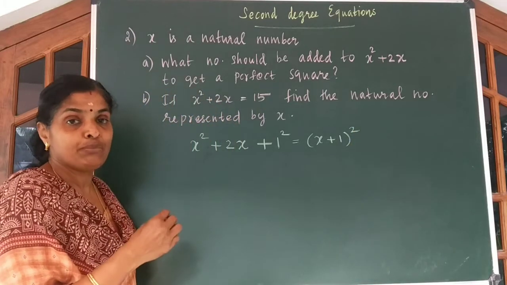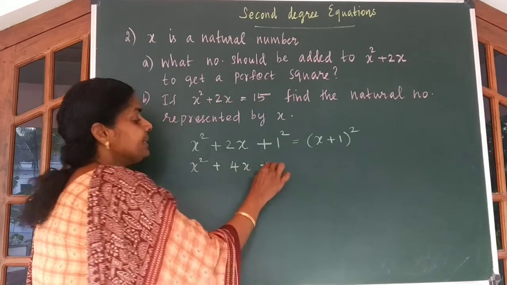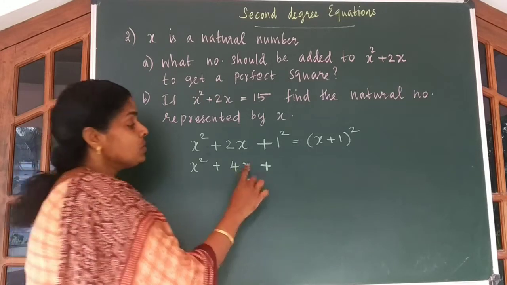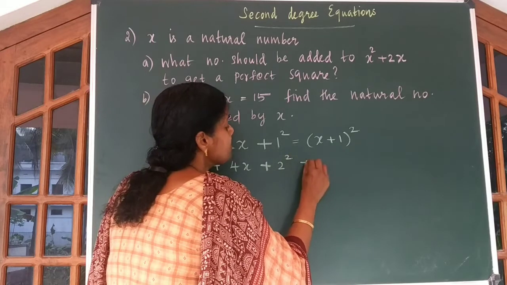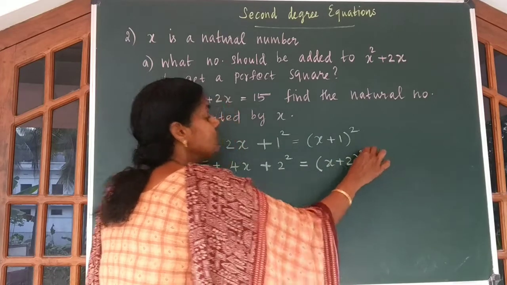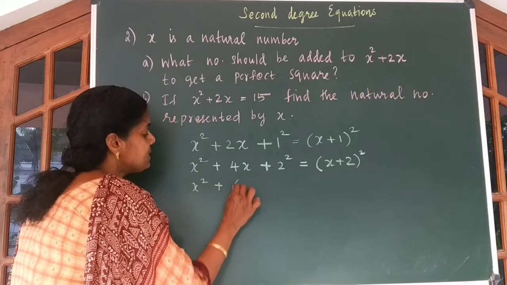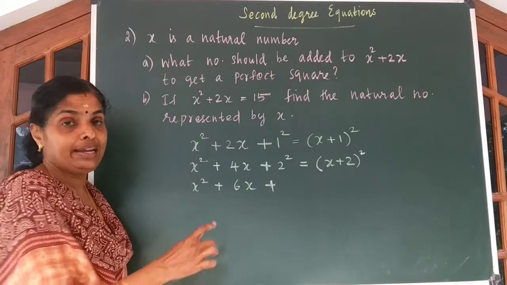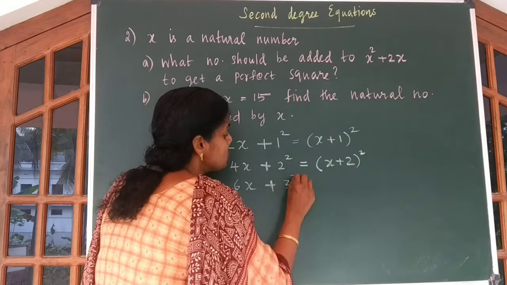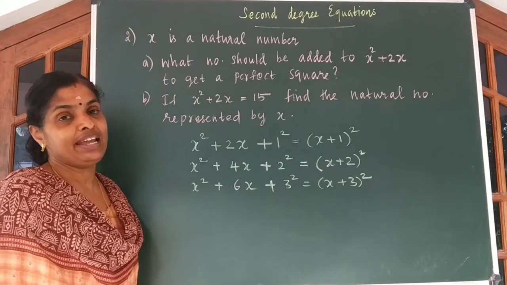Now look at one more example. If you get x square plus 4x, then the number to be added will be 4 by 2, 2, isn't it? So you have to add 2 square so that the answer will be x plus 2 the whole square. Let us do one more. If you get x square plus 6x, what you have to add? 6 by 2 gives you 3. So add 3 square so that you get x plus 3 the whole square. Hope the idea is clear to you.